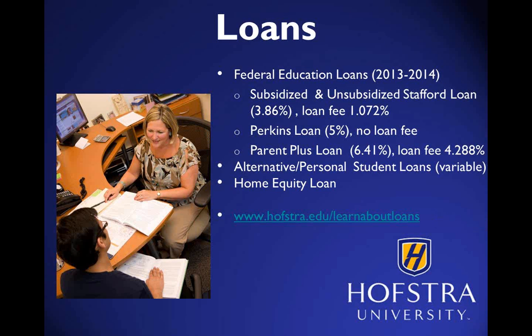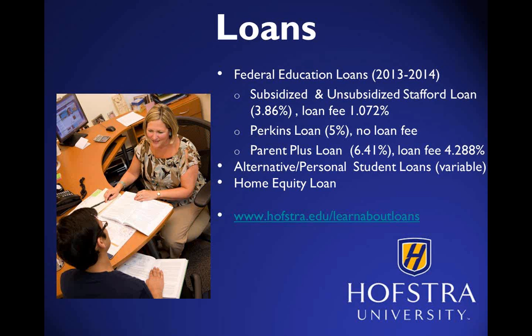The maximum borrowing limit for new dependent students is $5,500 for a year. For independent students, it is $9,500. The Perkins Loan is a small student loan program offered to students who demonstrate exceptional financial need, again as calculated by the FAFSA. It is 5% interest and repayment begins 9 months after graduation. The award is approximately $1,400 for the year, and it does not have a loan fee.